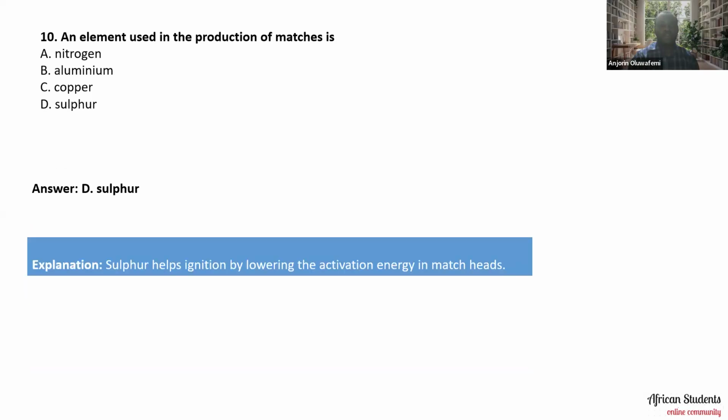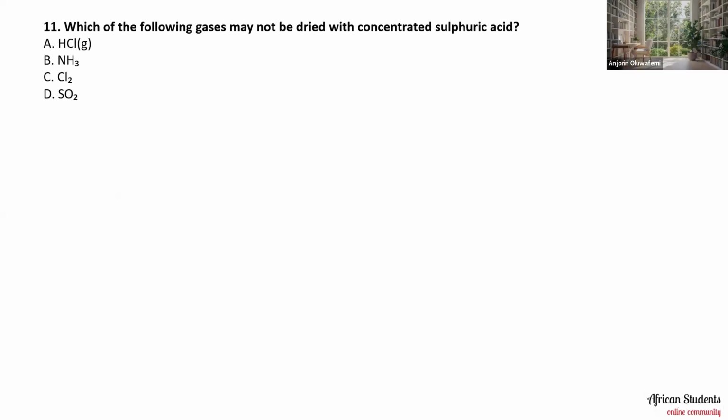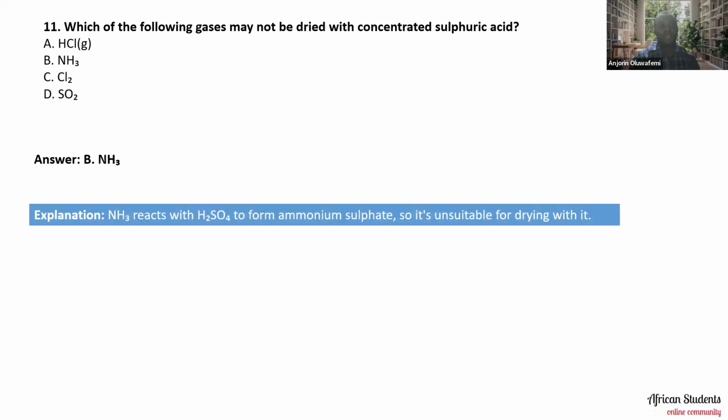And sulfur helps ignition by lowering the activation energy in match heads. Okay. Which of the following gases may not be dried with concentrated sulfuric acid? Is it HCl, NH3, Cl2, or SO2? The answer to this one is actually NH3. NH3 reacts with H2SO4 to form ammonium sulfate, so it is unsuitable for drying with it.